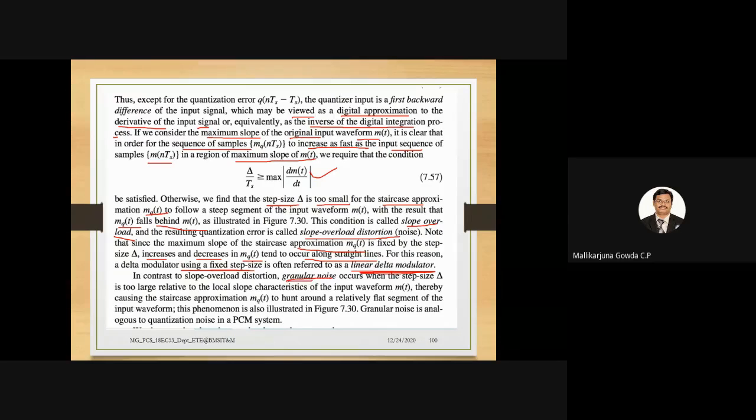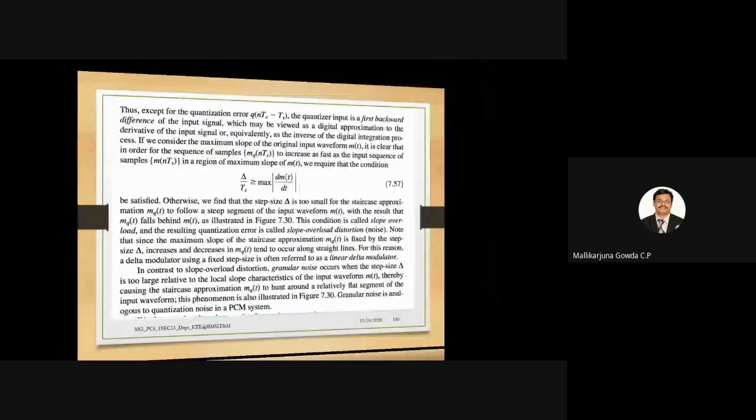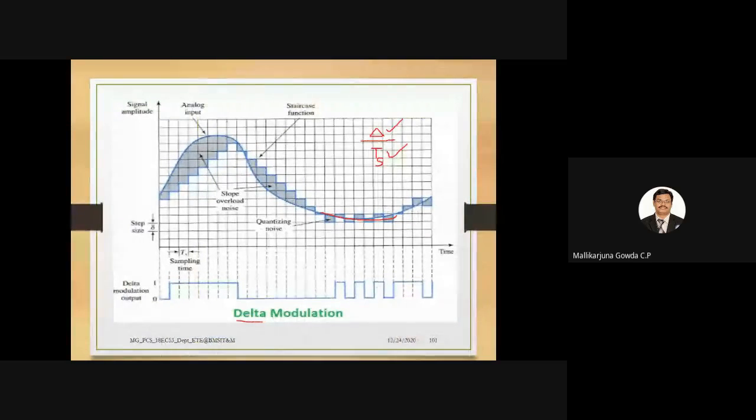Another case, as I said, is granular noise. What is it? When the step size delta is too large compared to the change in the slope of the input signal, what happens? The staircase approximation mq(t) will be hunting around the flat segment of the input waveform. That phenomenon is known as the granular noise. That is what is shown here. This is a flat region, where there is not much change in the input signal.